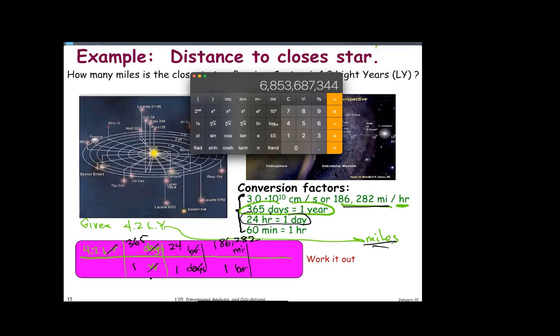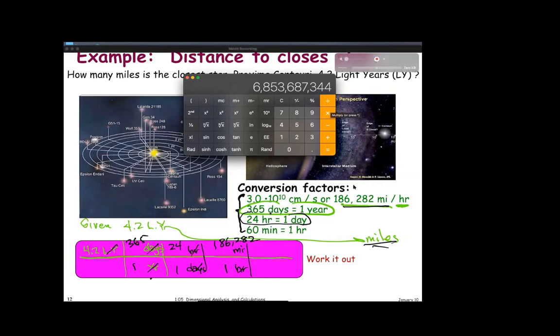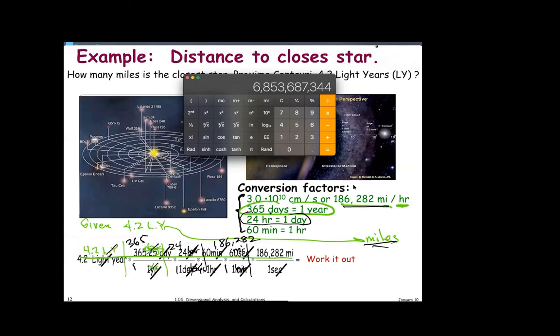And that's dimensional analysis. You let the units set up the equation for you. So the final answer to this problem, how many miles is the closest star? It would be 6,853,687,344 miles. That's the way you would do dimensional analysis. Again, you let the units set up the problem for you. Okay, so let me clear this, and then we can take a look at the answer here. Here it is right here.